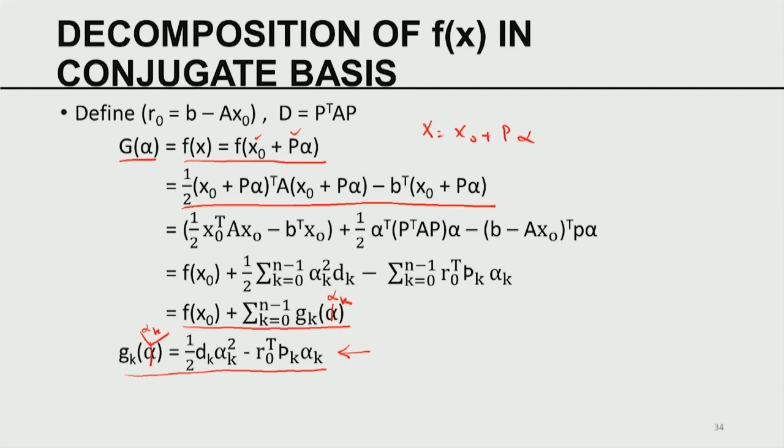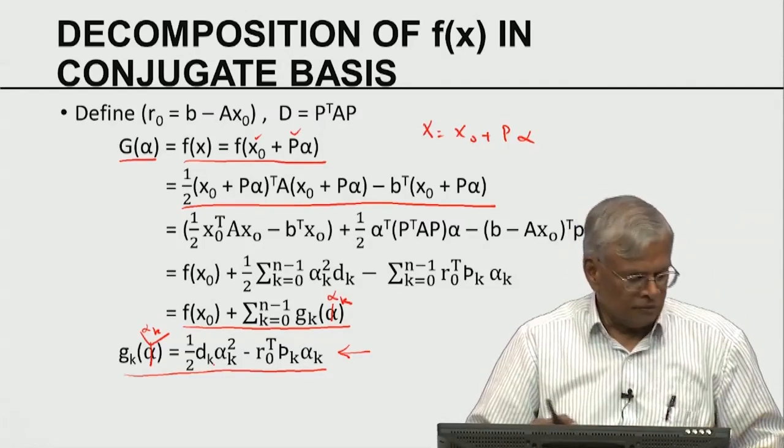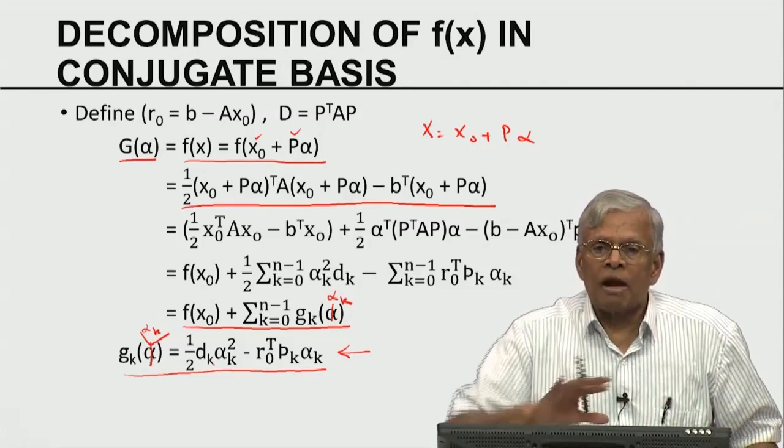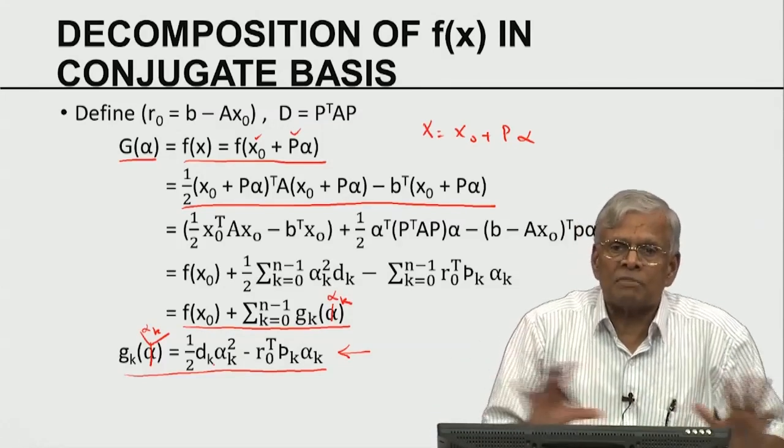So, look at this now. G of alpha is simply the sum of g k of alpha k, where g k of alpha k depends only on alpha k. So, that is the decomposition that we have achieved. There are no product terms among the alphas. Each g k is a quadratic in only alpha k. So, this is the decoupling or decomposition that we have achieved in going from the ordinary basis to the conjugate basis. Nothing has changed except the representation.